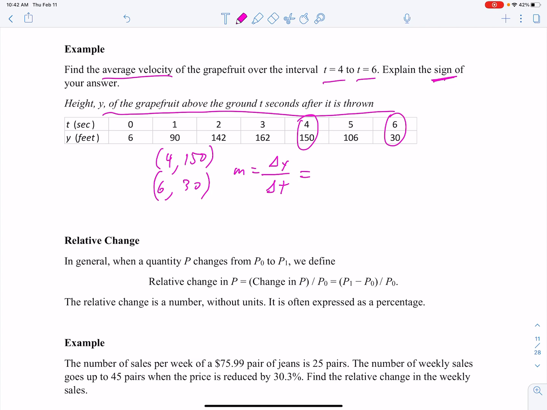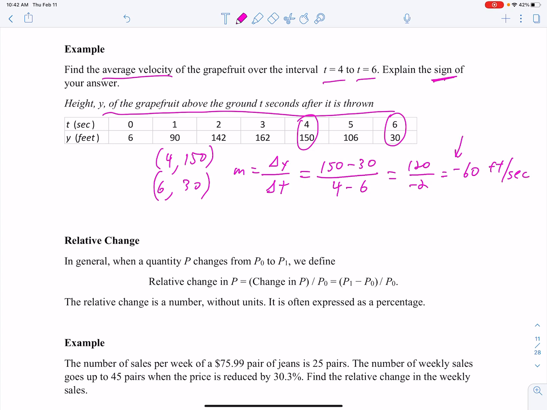All right, so the change in y is 150 minus 30. Since I did the 150 first on top, I have to do the 4 first on the bottom. Okay? All right, so we get 120 over negative 2. Again, watch out for those signs when you're adding and subtracting, which is negative 60. And the units are feet per second.